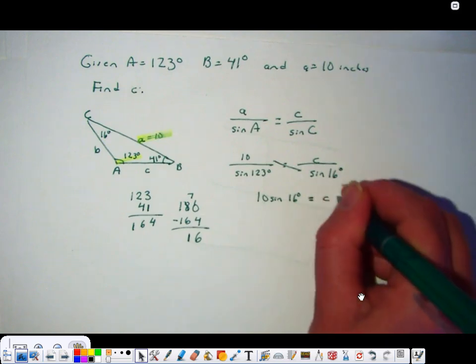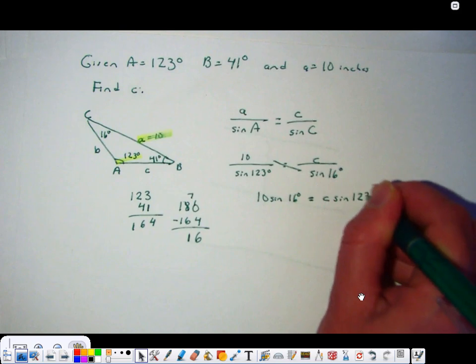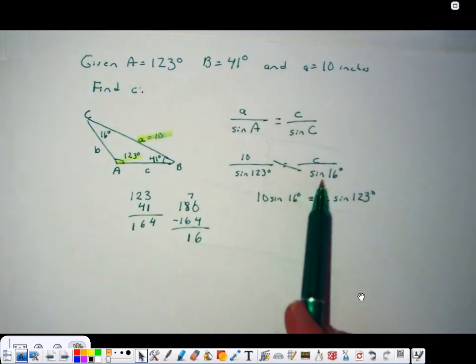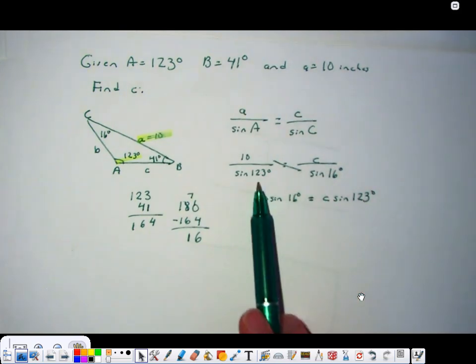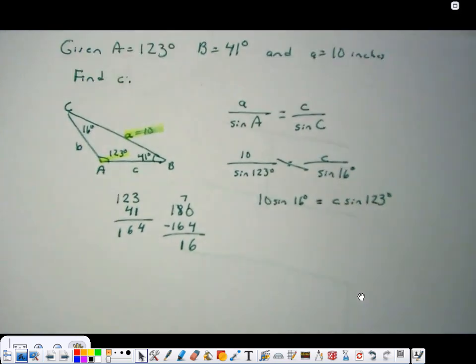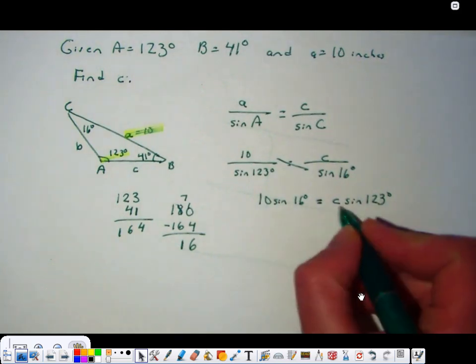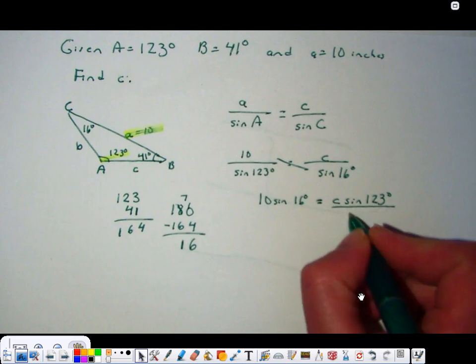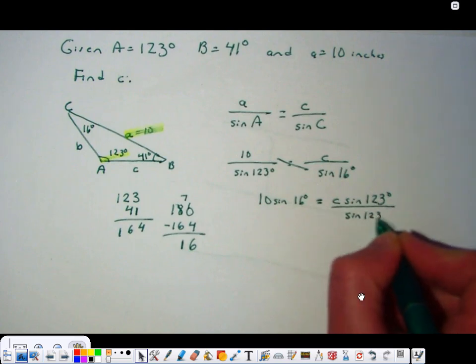They don't even actually like us to say cross multiply. They like us to say multiply both sides by sine of 16, multiply both sides by sine of 123. But if you have a proportion, that is a legitimate method. That is what you're doing. It's just a fast way to write it down. Okay, so to solve for C, all I would need to do is divide both sides by the sine of 123.